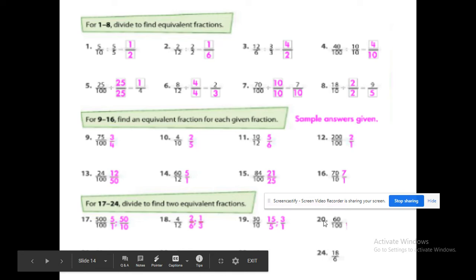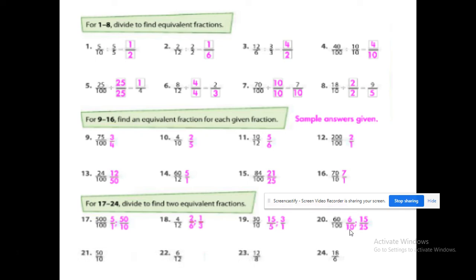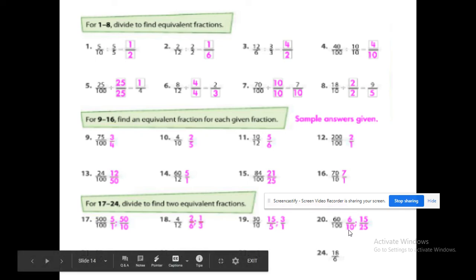Number 20. Let's think about 10 and divide 60 by 10 and divide 100 by 10. So 60 divided by 10, it gives me 6. 100 divided by 10, it gives me 10. If I think about 4 and I divide the numerator by 4 and the denominator by 4, I can find 15 out of 25, and it's right. So two equivalent fractions. I'm thinking about numbers to use them and divide the numerator and the denominator.